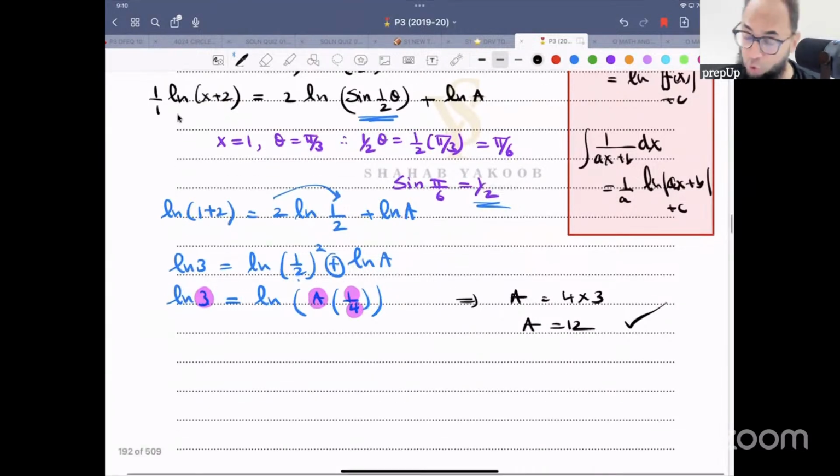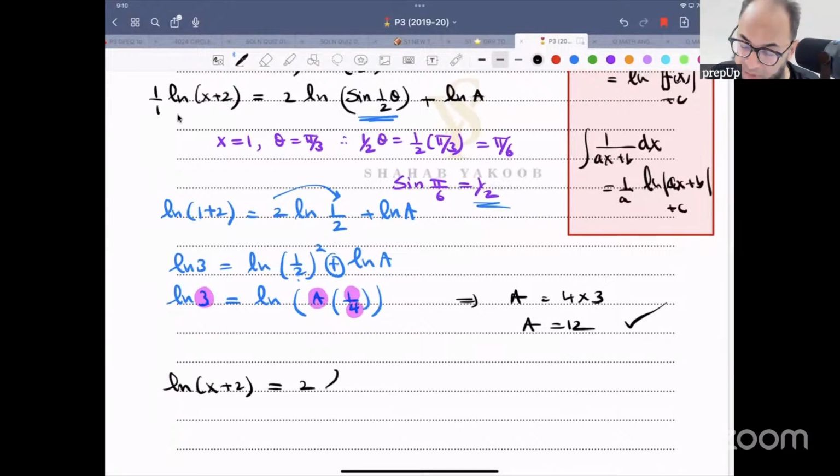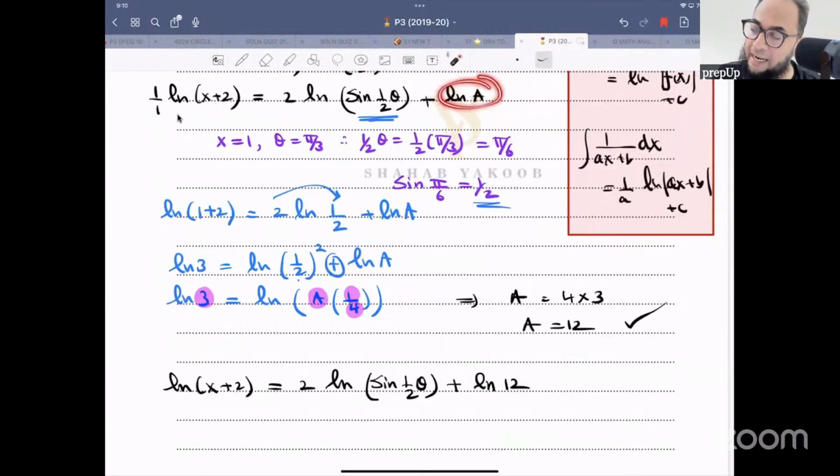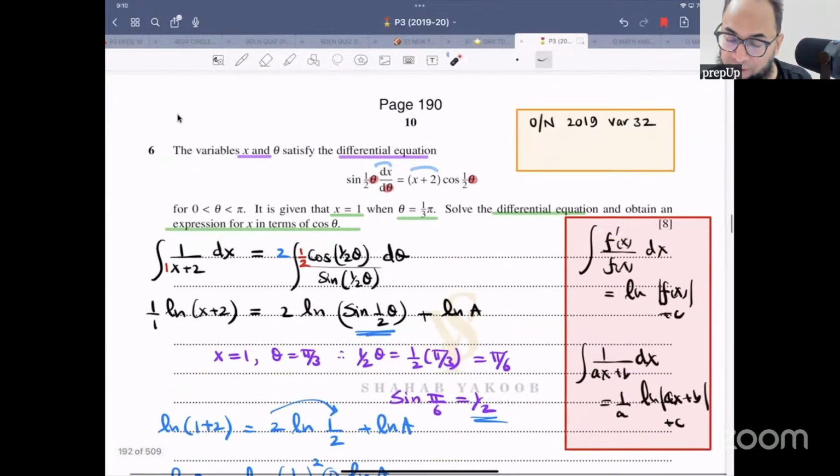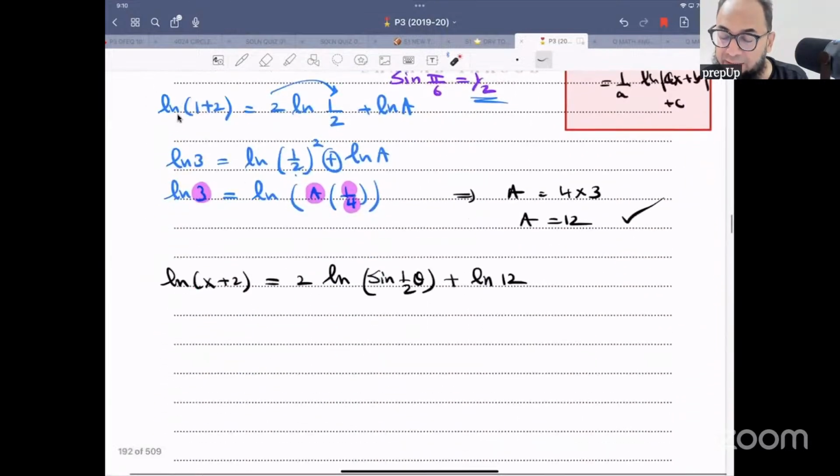All good, all clear? Let me rewrite it again. ln x plus 2 is equal to 2 ln sine of half theta, and this is ln of 12. The value of a is 12. It's written as ln of a, so therefore, this is ln of 12. That is the particular solution. Obtain an expression for x in terms of cos theta.